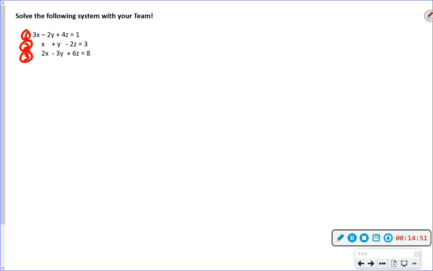So first things first, pick whatever two equations you want to get x out of. I'm going to do the bottom two, 2 and 3. So if I'm going to do 2 and 3, I'm going to have to multiply this guy by a -2. I'm going to give you a minute to set that up and get the x out of it. I'm going to kind of coach you through this last one.